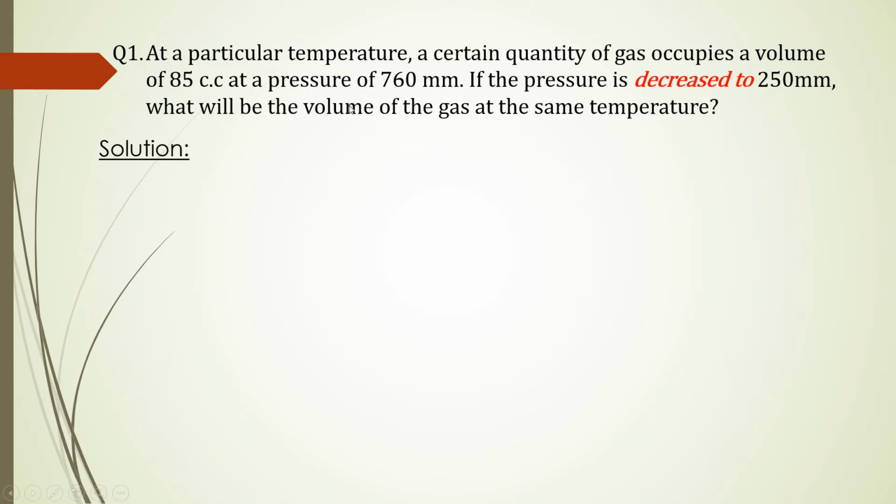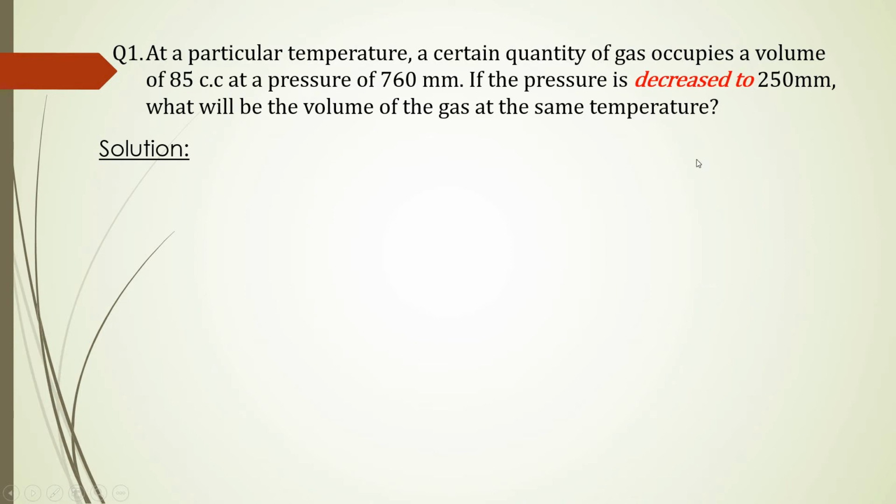Now here we need to understand the final condition over here, which is given as decreased to 250 millimeter. So this decreased to means that the final value of pressure is 250 millimeter. Here it is not written that the final pressure is 250 millimeter, but it is given in other way. Over here it is mentioned as decreased to.